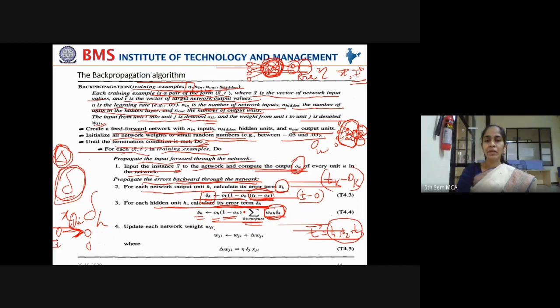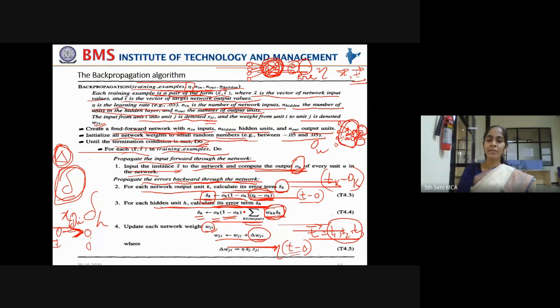Now update each network weight w_ji. w_ji means the weight used to pass some output from i to j. Update each network weight w_ji as, this is your learning rule, right? A weight adjustment rule. What is it? w_ji equals w_ji plus some change, some adjustment that has to be done to w_ji. How is delta w_ji calculated? You know this already from the beginning: eta, the learning rate, and initially we have t minus o.